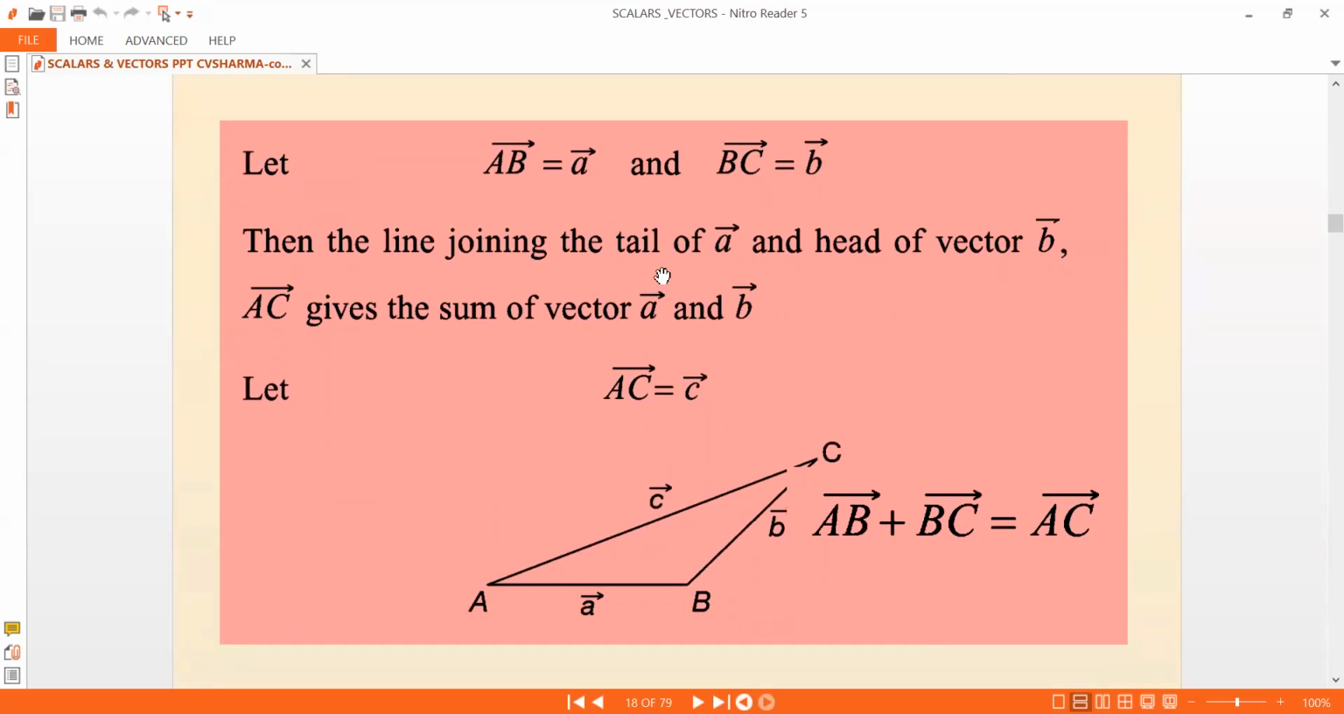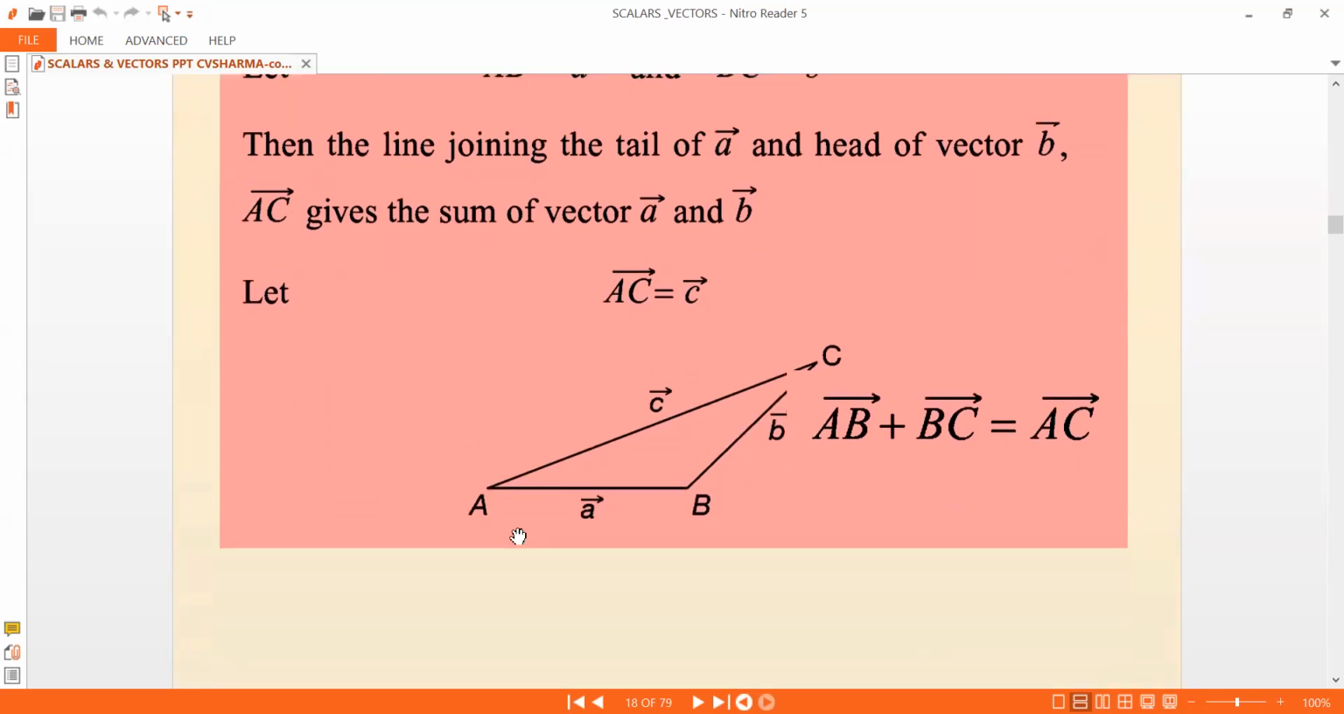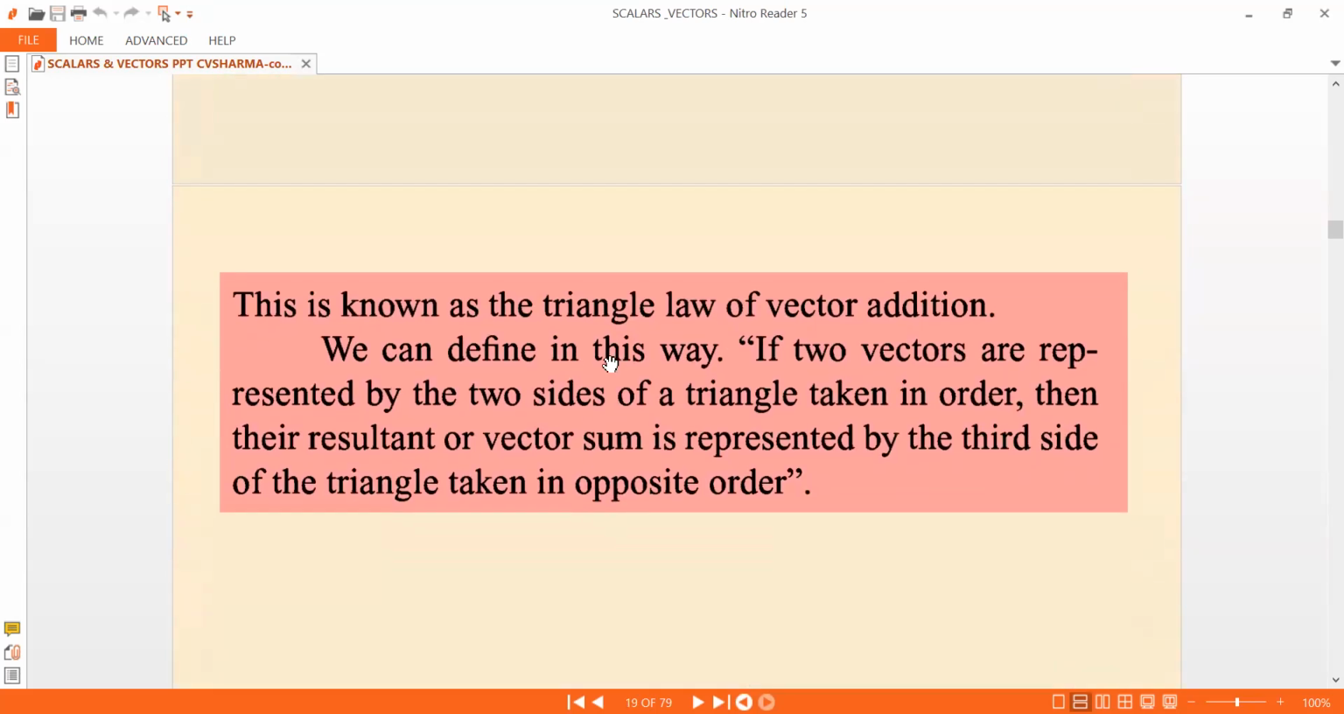Then the line joining the tail of A bar to the head of vector B bar, AC bar, gives the sum of the vectors A bar and B bar. AC bar is AB bar plus BC bar, that is, A bar plus B bar is C bar. This is known as the triangle of vector addition. We can define it this way: if two vectors are represented by two sides of a triangle taken in an order, then the resultant or vector sum is represented by the third side of the triangle taken in the opposite order. So this is the definition.